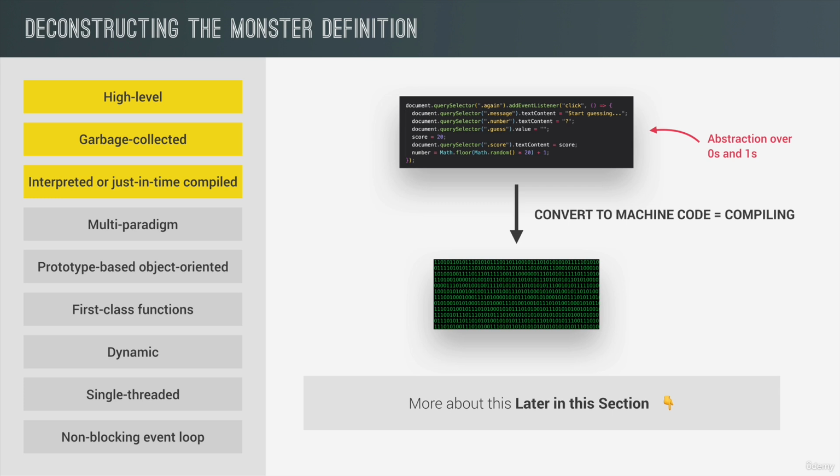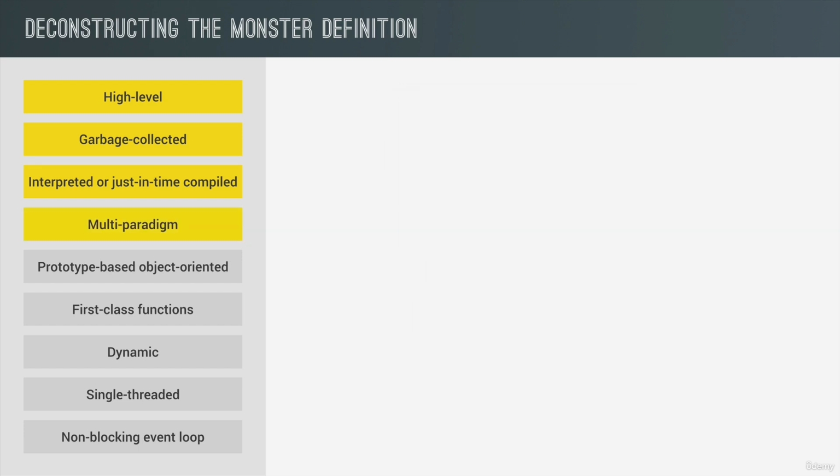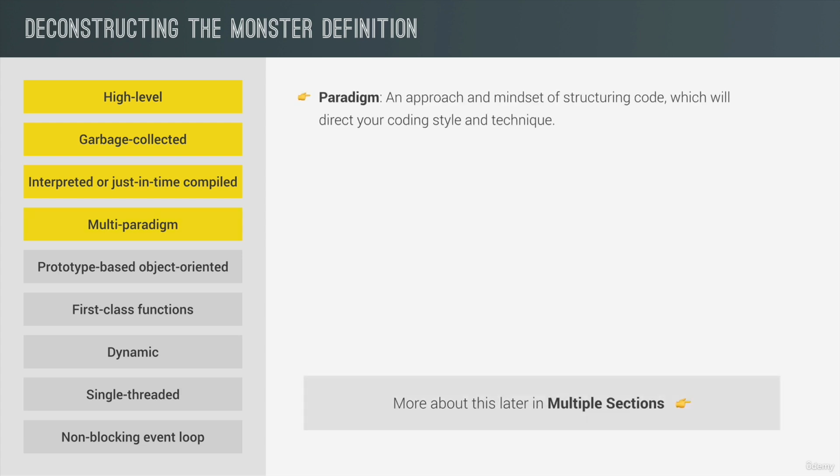In the case of JavaScript, this happens inside the JavaScript engine. Now, one of the things that makes JavaScript so popular is the fact that it's a multi-paradigm language. In programming, a paradigm is an approach and an overall mindset of structuring our code, which will ultimately direct the coding style and technique in a project that uses a certain paradigm. And this definition still sounds kind of abstract, but don't worry, it will become more clear as we move on.